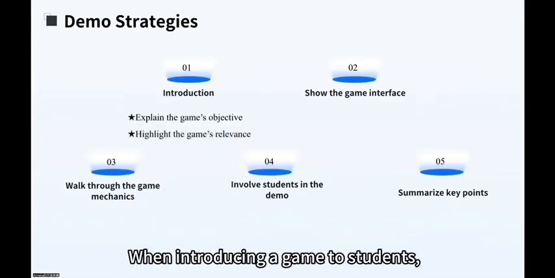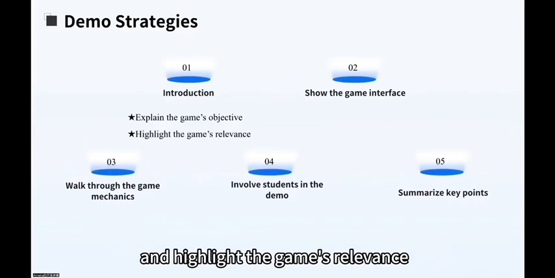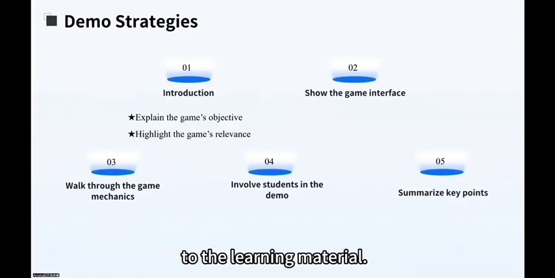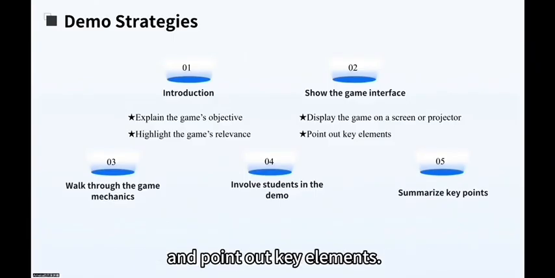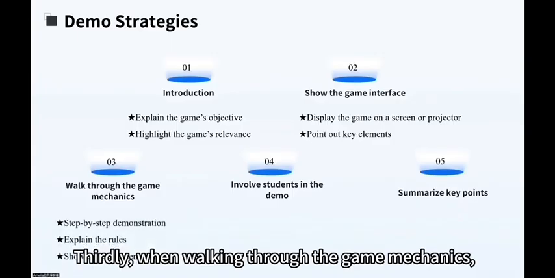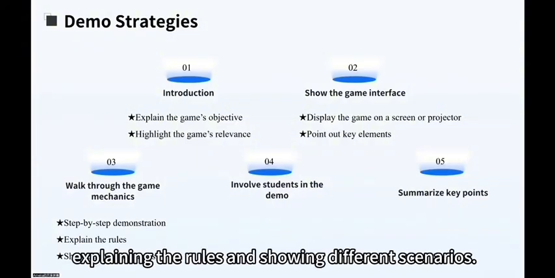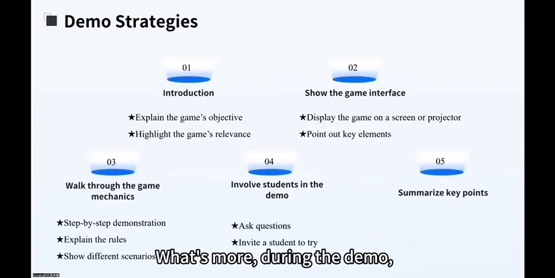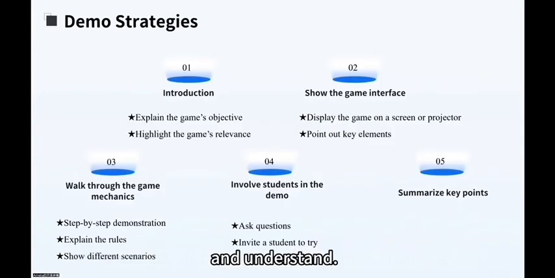When introducing a game to students, it's crucial to explain the game's objective and highlight the game's relevance to the learning material. Secondly, we need to display it on a screen or projector and point out key elements. Thirdly, when walking through the game mechanics, we should give students a step-by-step demonstration, explaining the rules and showing different scenarios. What's more, during the demo, pause and ask students questions about what they see and understand.